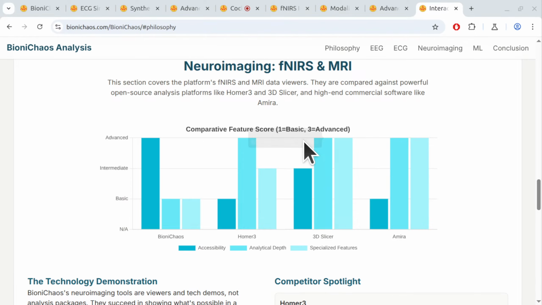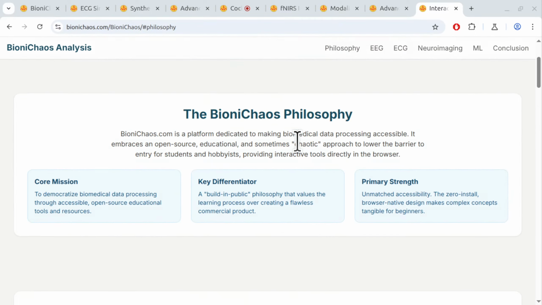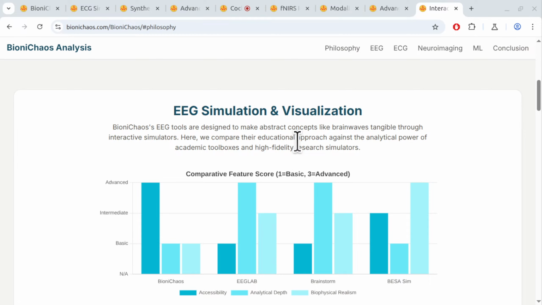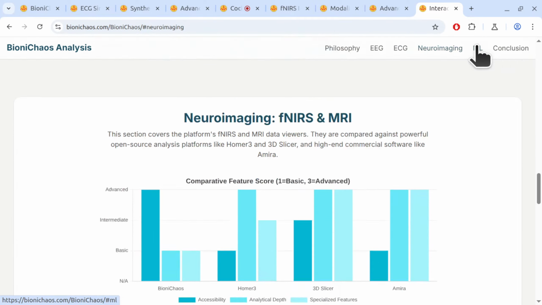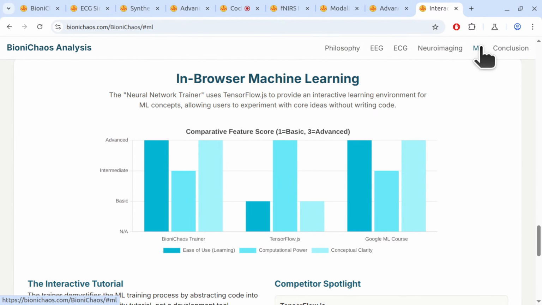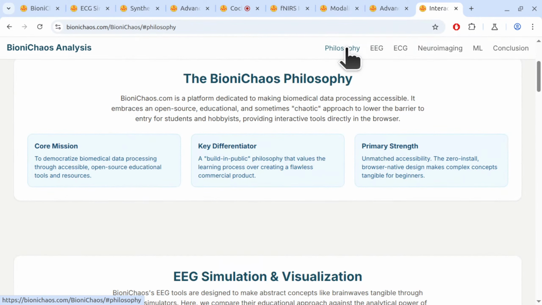Welcome to the Deep Dive. Today, we're really digging into some comparative data from BionicChaos.com. Our mission really is to pull out the key insights, see how their tools actually measure up against others out there. Yeah, and it's a pretty broad look we're taking. We're covering Bionic Chaos in EEG simulation, ECG analysis, neuroimaging viewers, even their in-browser machine learning tools. The idea is to figure out, what's the specific niche? What's the value compared to, say, academic toolboxes or research simulators or even clinical training software? Exactly. What kind of user are we talking about here?